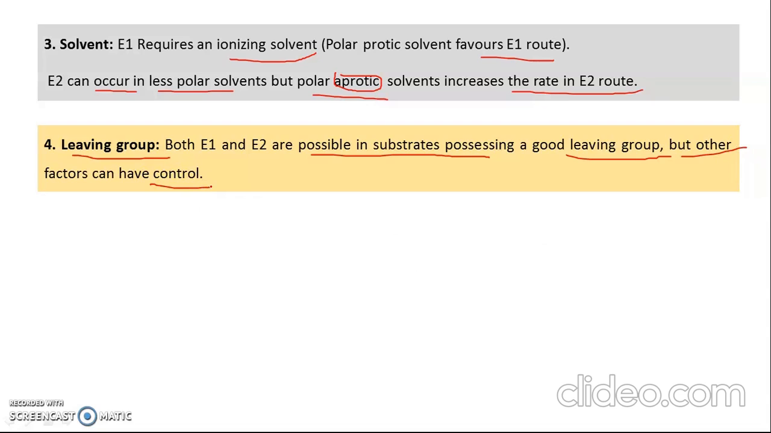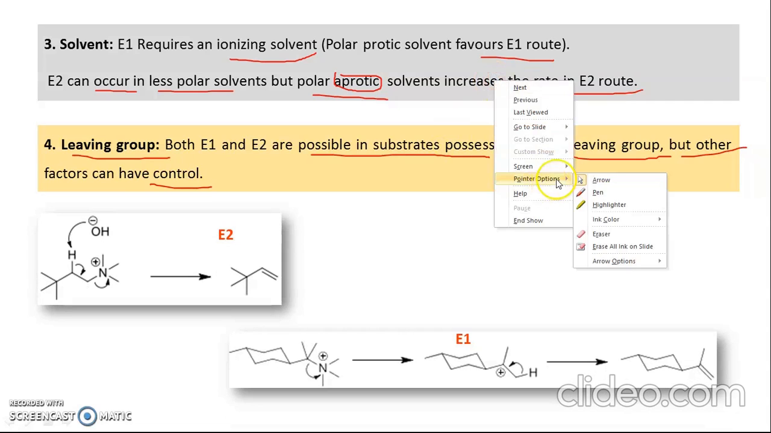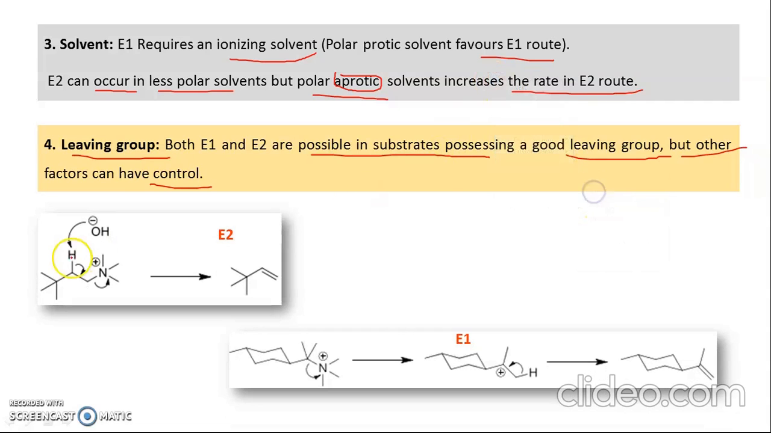But again, we have to remember that other factors can have control. So we will see one example where the leaving groups are the same, but the design of the substrate is different. Here we have two different types of substrate. In the first substrate E2 is taking place, in the second substrate E1 is taking place. In the first substrate, this is our leaving group, N plus Me3. Here also the same leaving group.